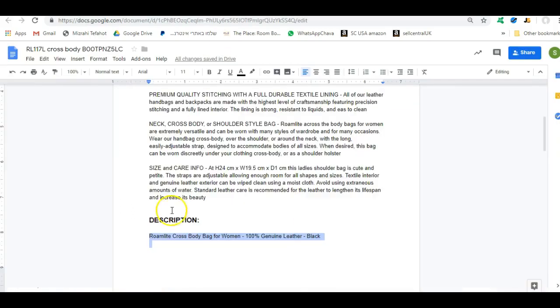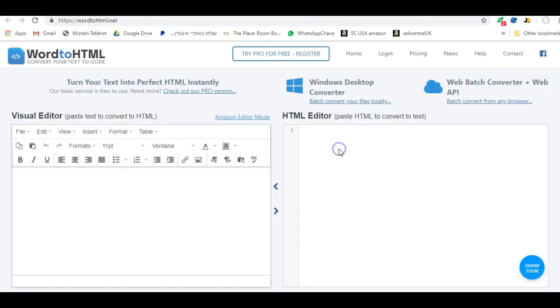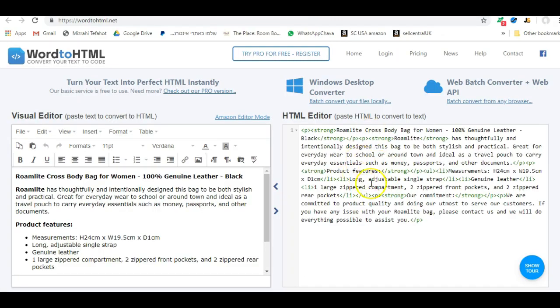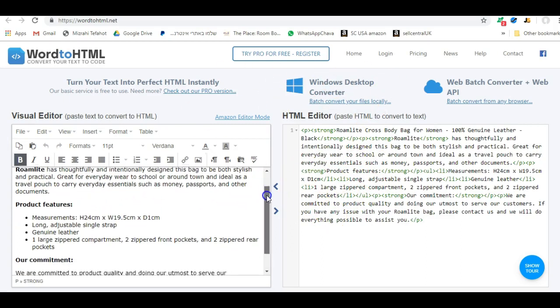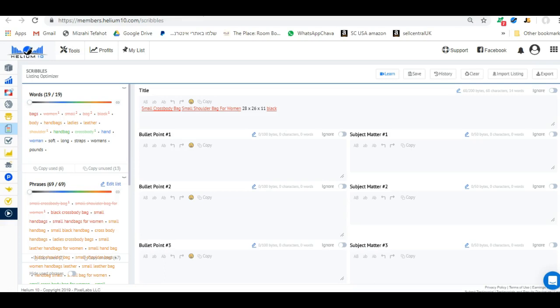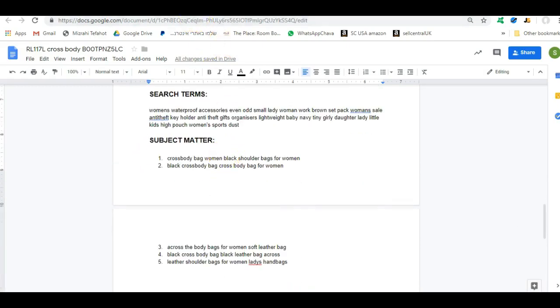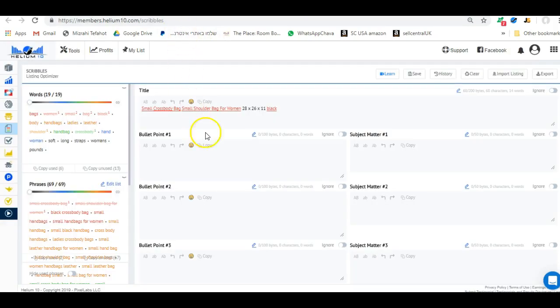And I just go back and copy, paste that over here. If you're curious how that looks, here I just pasted the HTML into this editor, and this is what it will look like on your Amazon page. So that's the HTML. The last part to this are the search terms and subject matter. That's something that we do after the fact.